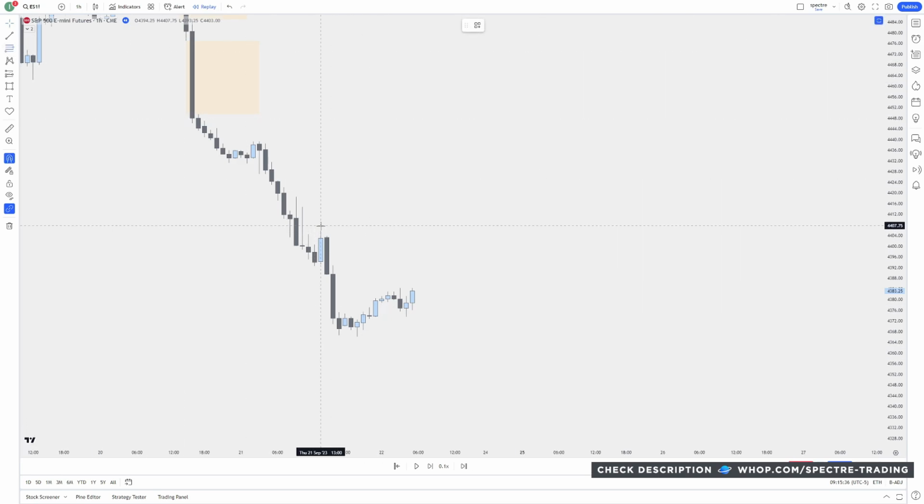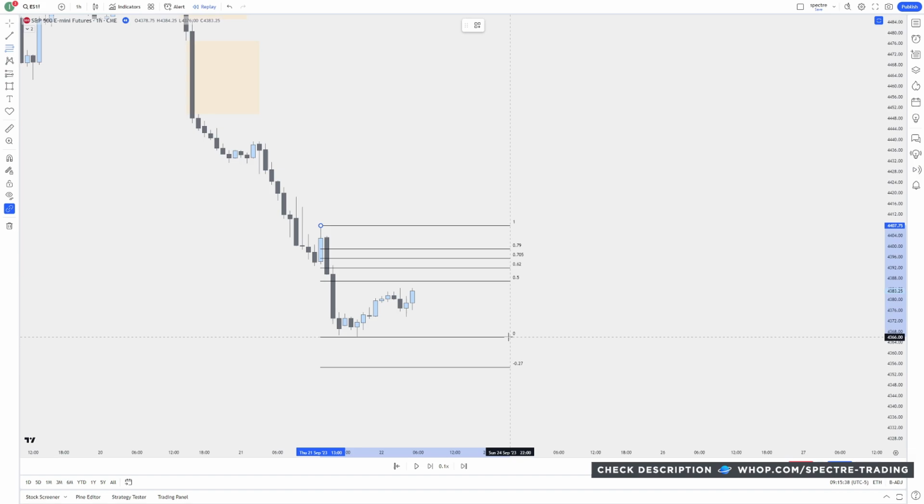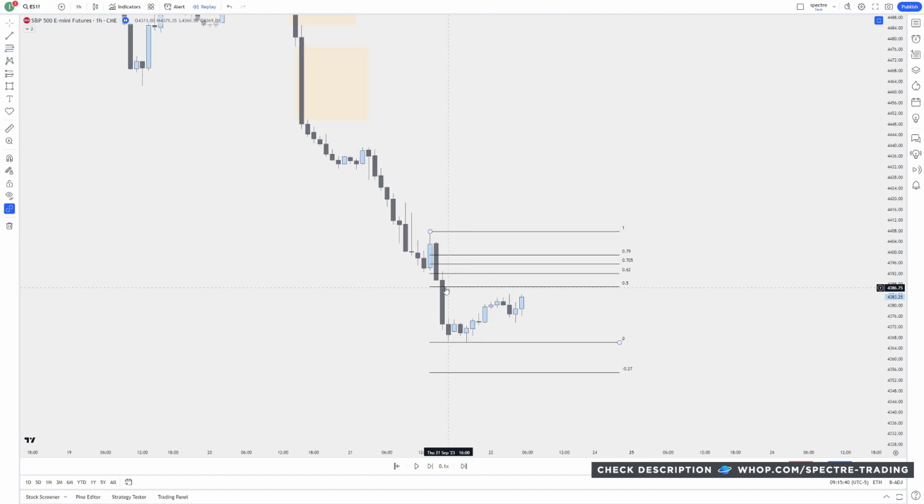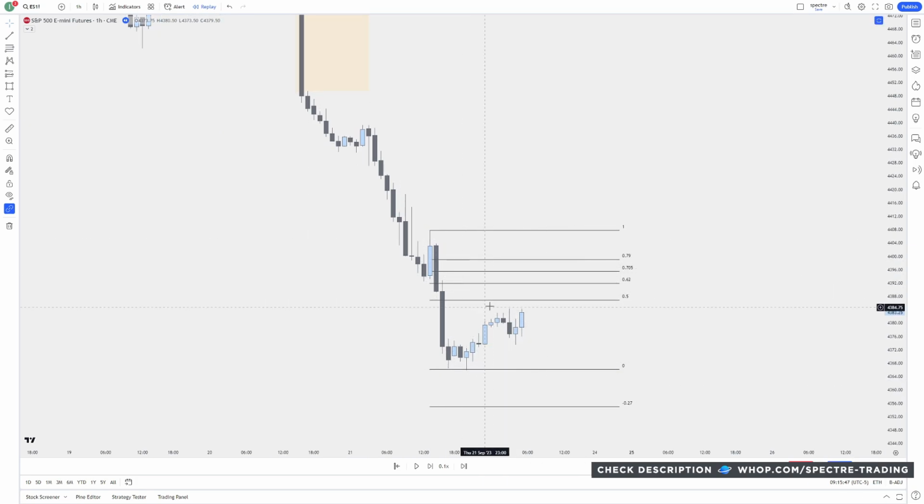If you mark out our premium and discount from range low to range high, anything above the 50% is a premium, anything below is a discount. So if we're looking for sells, we want to sell in the premium, and vice versa. If we're looking for buys, we want to buy in a discount, right?